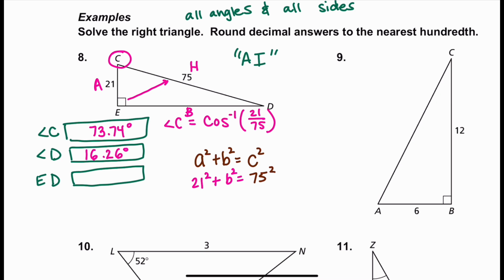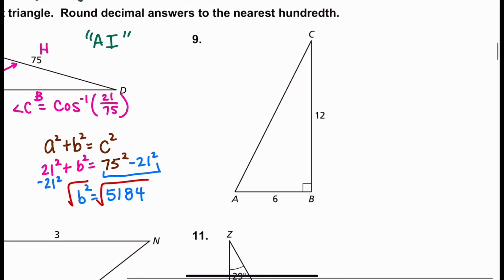So in my calculator, I'm going to minus 21 squared from both sides of the equal sign. Don't subtract 21 from 75 first. You have to do the exponents first. So we have to put it into our calculator just like this. B squared equals 5184. If we take the square root of that, that will give us 72 units for B.